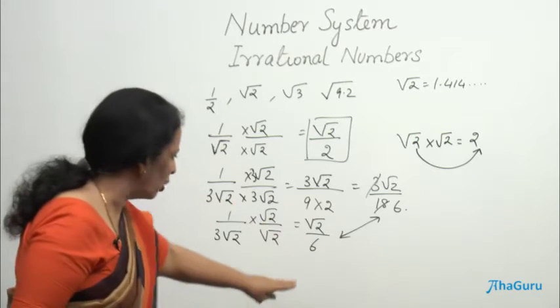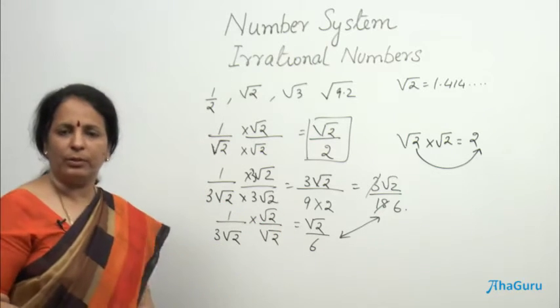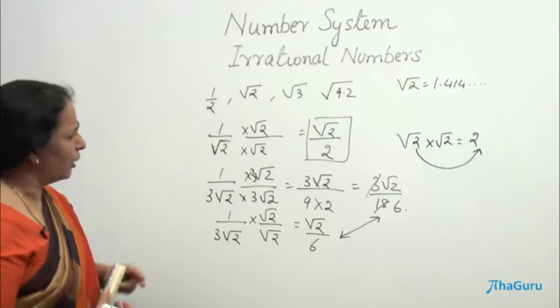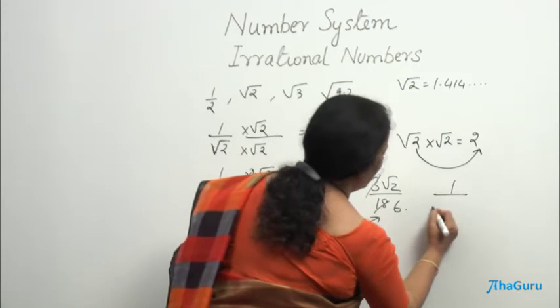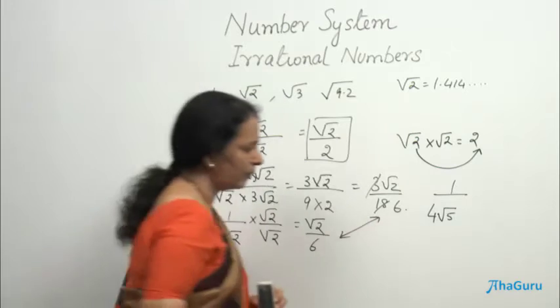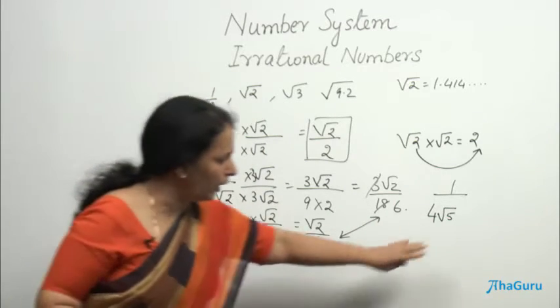That is what it means. So, the denominator is now only 6. That solves our problem. Okay, so like this we can do for anything. For example, 1 by 4 root 5. So, what do we multiply with? Only root 5, that is enough.